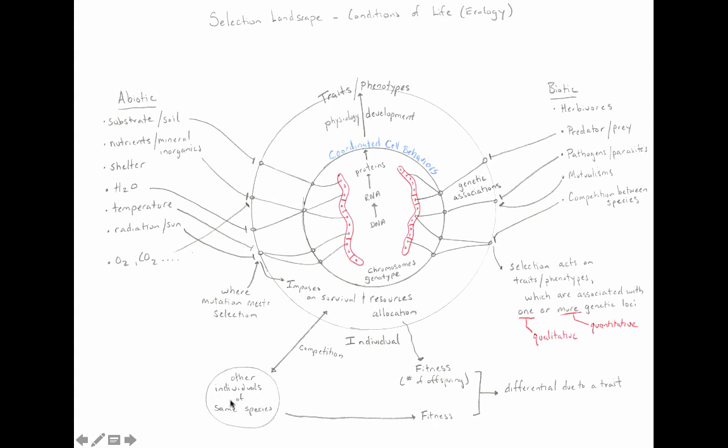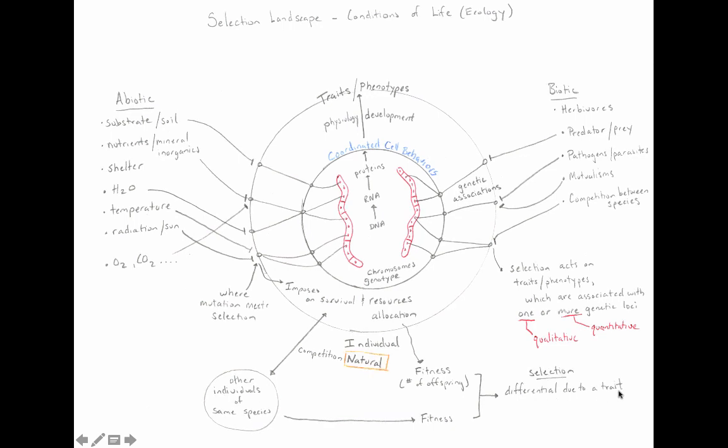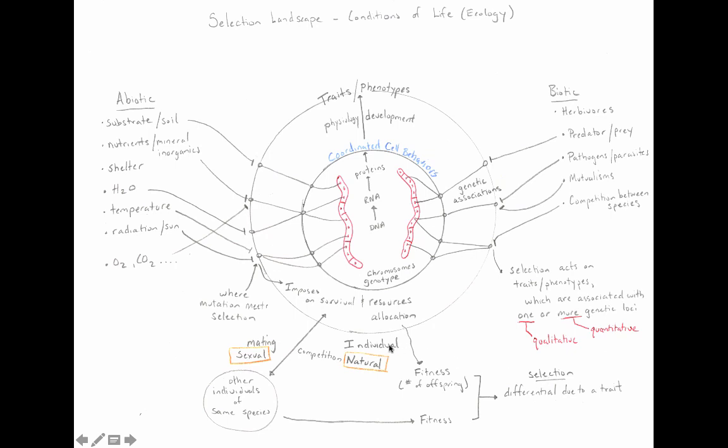Well, the other individuals are also allocating what resources they can to their own fitness. And then that's where the differential comes in, differential due to a particular trait, spots, no spots. So this kind of competition between individuals, survival, acquiring resources, and allocating resources to reproduction is often what falls under natural selection.